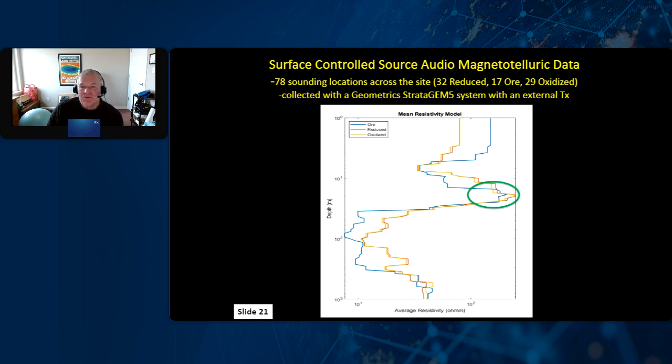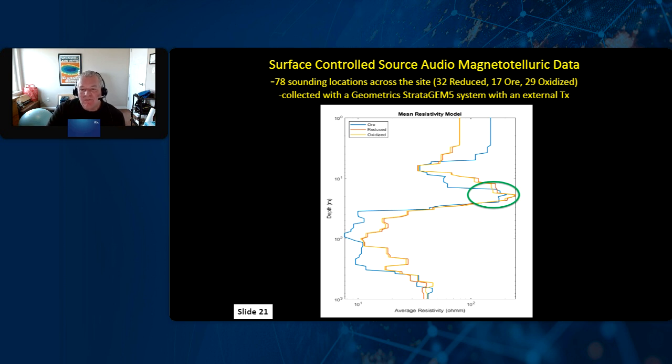If we switch then to controlled source audio magnetotellurics, it's a relatively deeper EM method generally, but we can still get away with testing it here on these shallow deposits, in the hope that if we see anything here, this may give us a little bit better resolution on those deeper targets this summer. And we'll be studying that. At this point, we did 78 locations, all last summer: 32 reduced, 17 ore zone, 29 oxidized. This was all collected with a Stratagem 5 with an external CSAMT transmitter about 500 meters away generally.